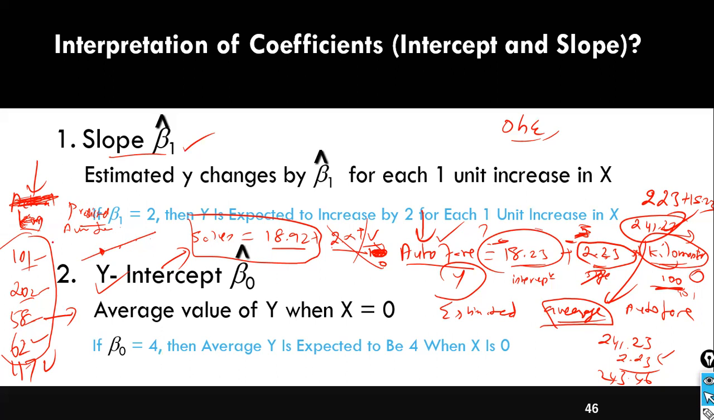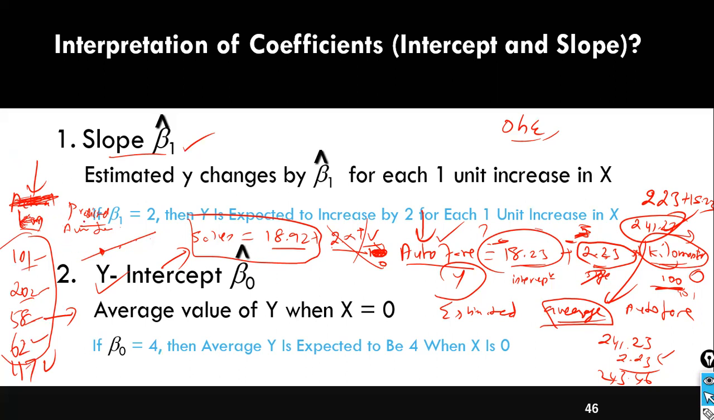This is my independent variable. How many values are there? This is my actuals. Think of something like 101 or something like that. Sorry guys, I thought of giving some other example.